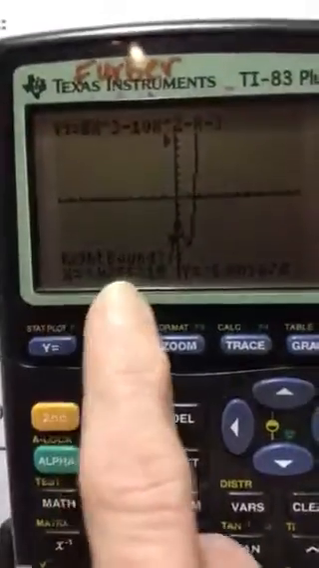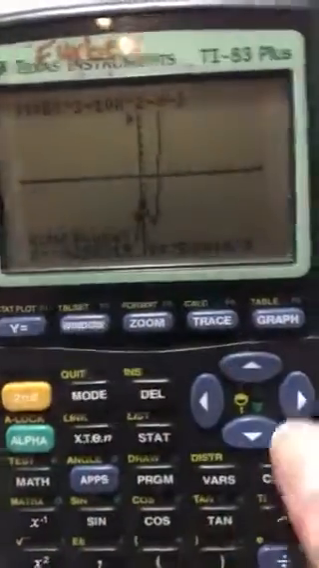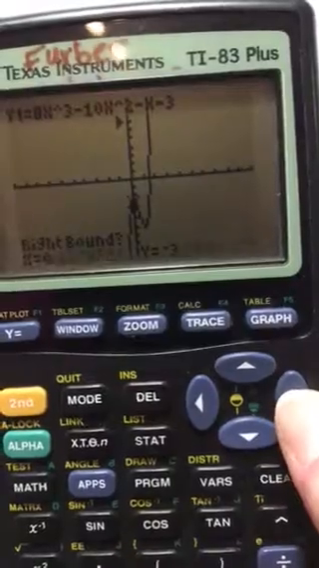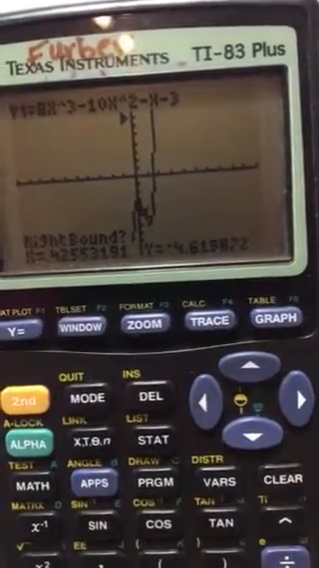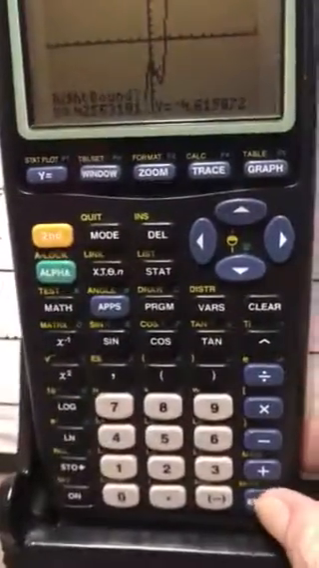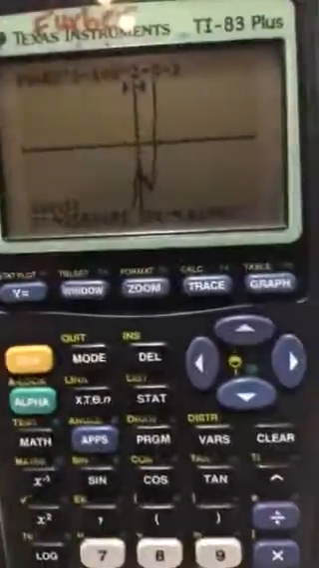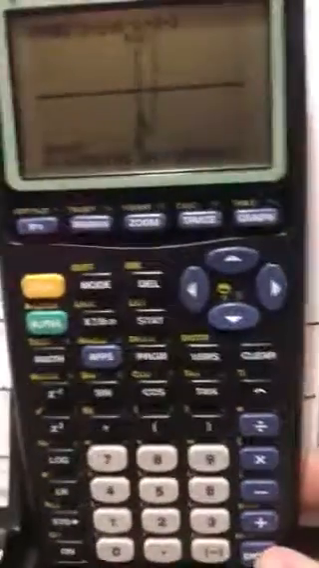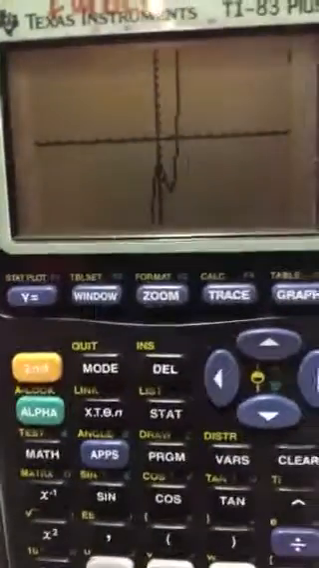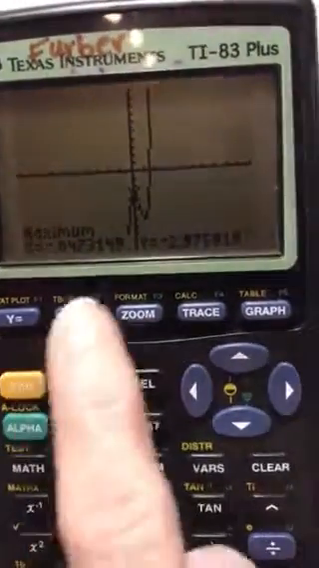Then it's going to say right bound. Well, I'm going to go to the right of the maximum now. Push the right arrow button. That's to the right of it. It's kind of close, but it's to the right. Push enter. And then it says, do you want to take a guess? Well, if I just say enter, it's going to be my guess. And then it takes a minute. It's thinking, and then it pops up.